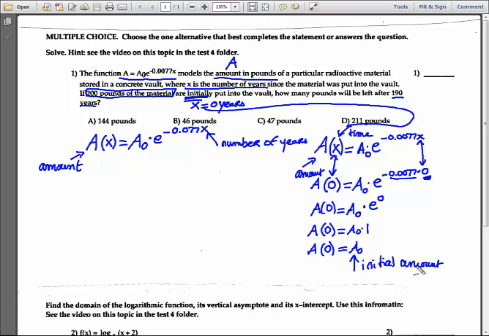And they gave you what this amount is. So A sub 0 right here is really what they gave you, so you can plug that in. The amount evaluated at x years, A of x, is A sub 0, so that's 200 pounds, times this exponential part.